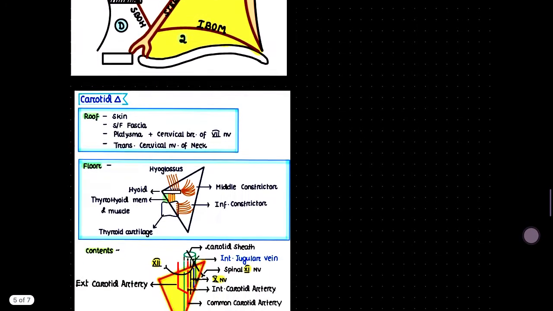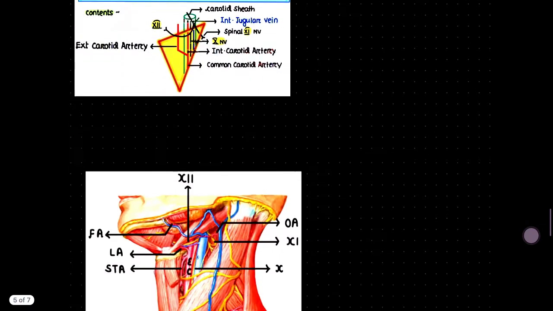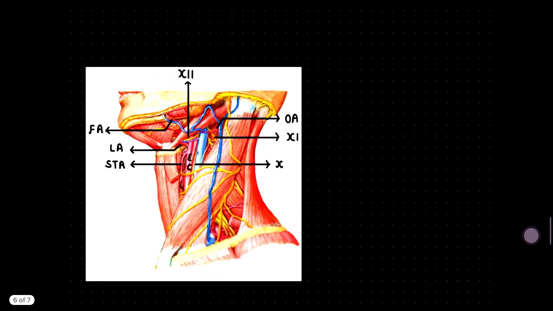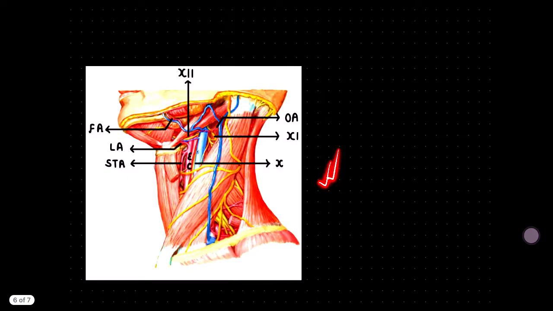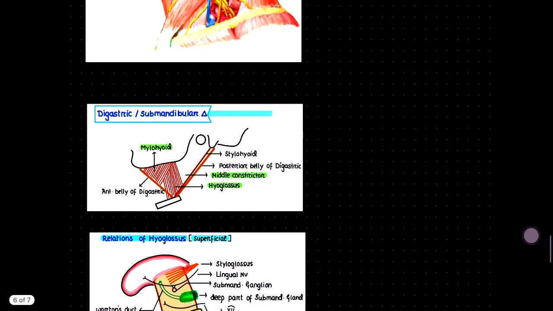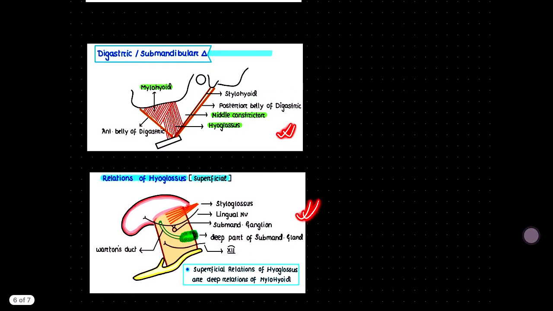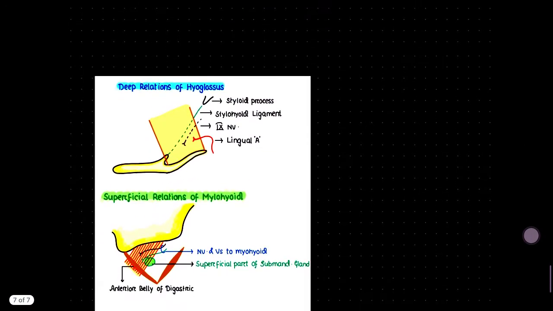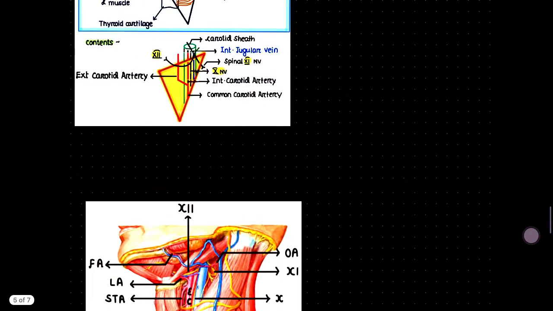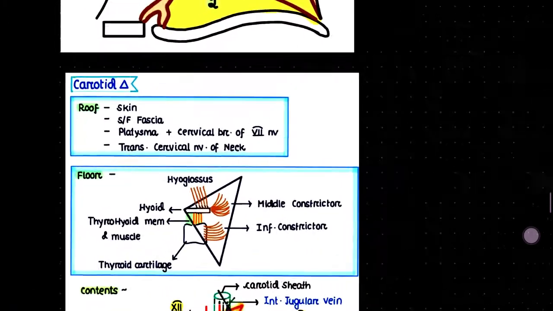Now what we are going to do, we are going to study in detail the carotid triangle, its roof, floor, its contents, and then we will see its contents in the diagram of the atlas. And then we will go into the digastric or submandibular triangle, and here we will learn about the muscles and the relations of the muscles present within it. And then we will move to the diagram of the atlas, and there we will try to correlate whatever we have studied. Okay, now without delay, let's begin with the carotid triangle.